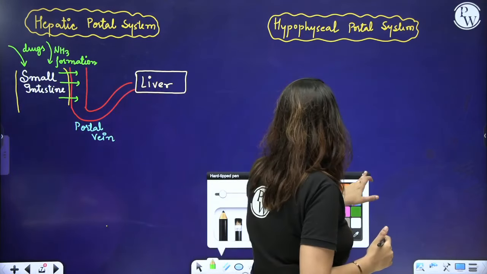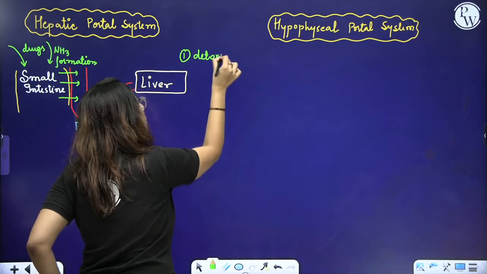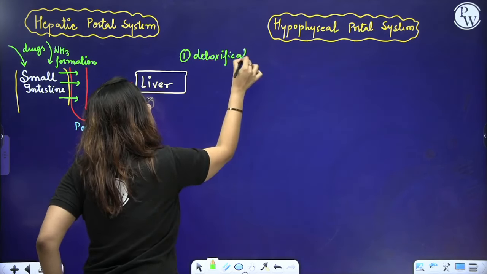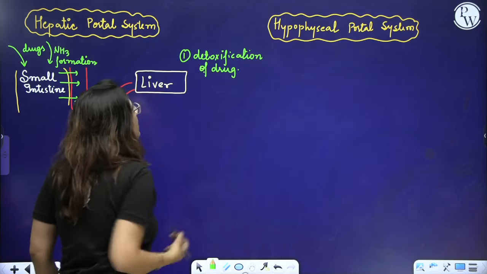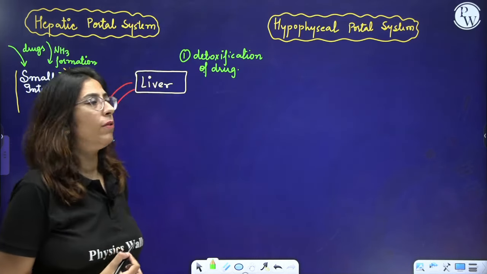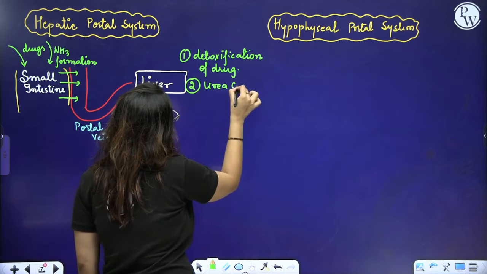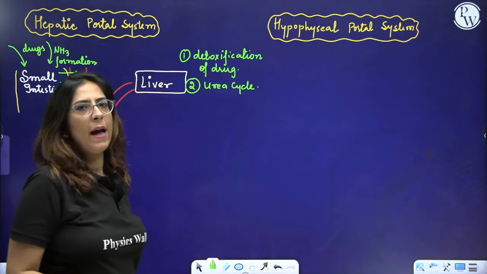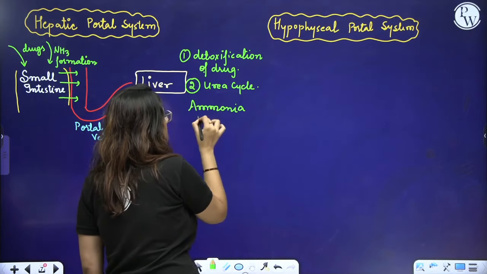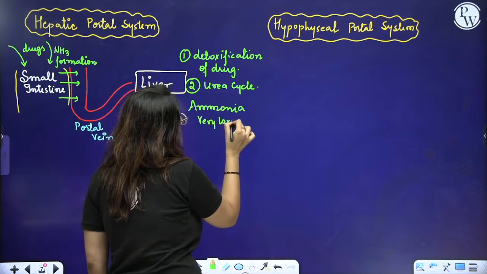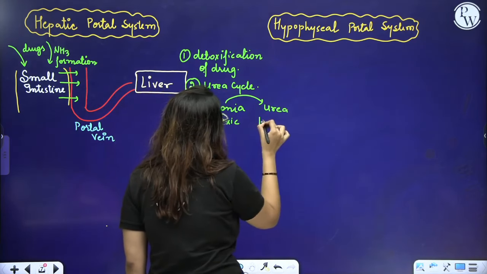In the liver, two things happen. The first thing is detoxification of drug. Sometimes the drugs are like this, that they are activated in liver. And the second thing is the urea cycle, the ornithine cycle, Krebs-Henseleit cycle. So with the help of urea cycle, ammonia, which you know is very toxic, will be converted into the urea, which is least toxic.